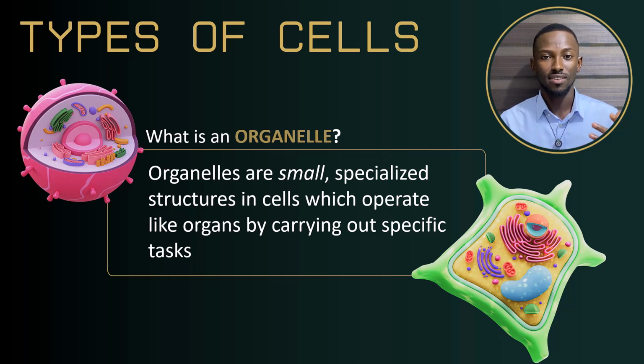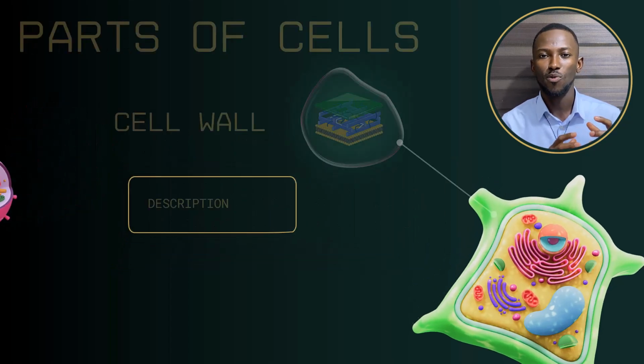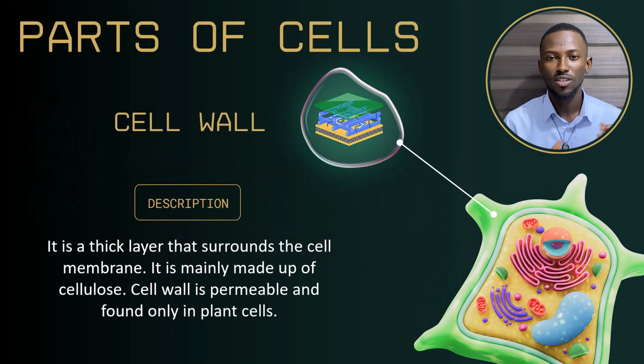There are some parts of the cell that are not considered as organelles. So take note of that. Now that we've clarified what an organelle is, let's take some parts of both plant and animal cell, try our best to describe them, and look at two or three functions of each.